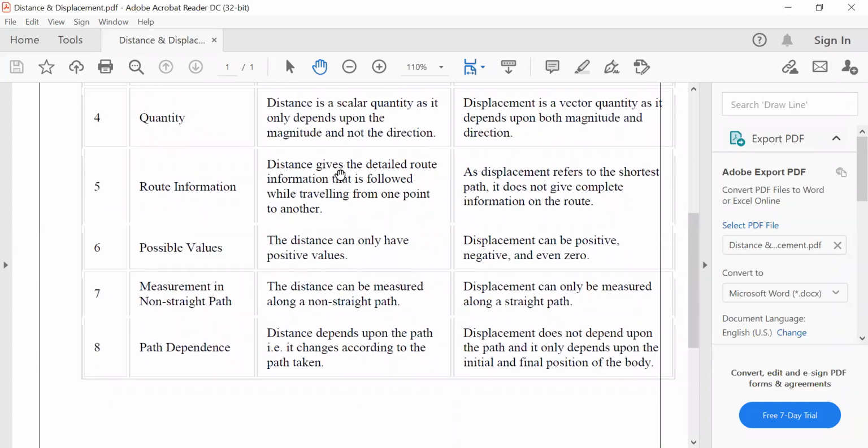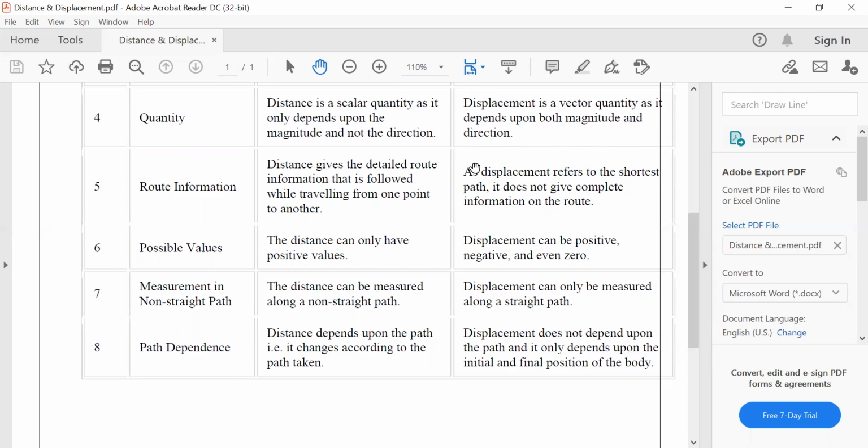Now, distance gives the detailed route information followed while traveling from one point to another point. Here the distance gives the exact details of when the object started, where it started, which path it went along, and where it reached. All that information is given by the distance. But as for displacement, it only refers to the shortest path from one point to another point.